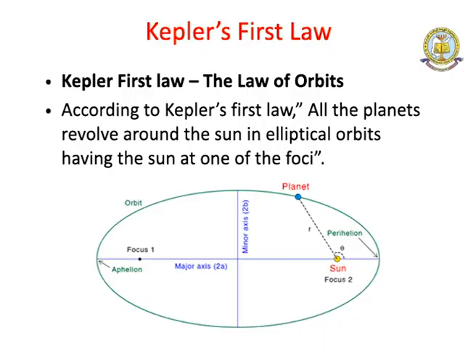Kepler's first law, this is the law of orbits. Kepler's first law states that all planets revolve around the sun in elliptical orbits, having the sun at one of the foci.